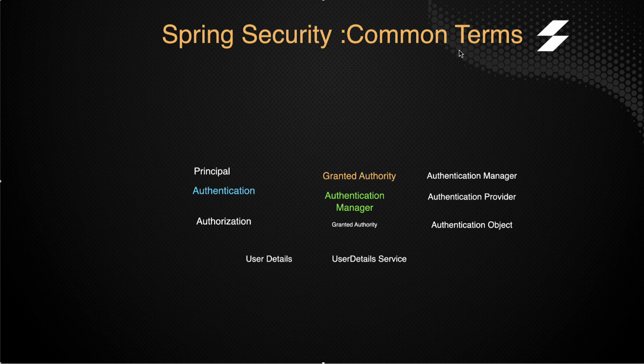Authorization defines the access policy of the principal. It means what the user can do and what the user cannot do. So this is authorization. Granted authority is a set of permissions that is granted to that particular principal. So it's a list of authorities.